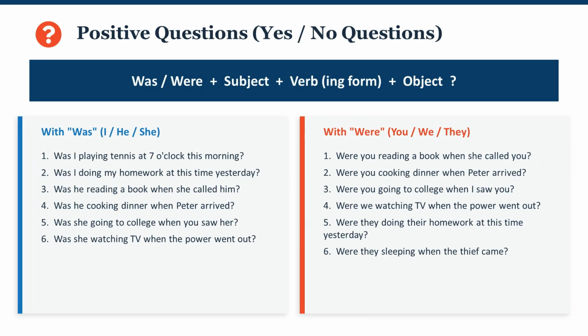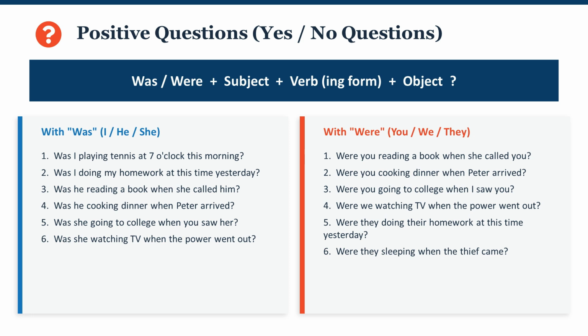Now let us learn how to form positive questions, also called yes or no questions. To make a question, we simply move was or were to the beginning of the sentence. The structure is was or were plus the subject plus the verb in ing form plus the object and a question mark. With was, we ask questions like, was I playing tennis at 7 o'clock this morning?